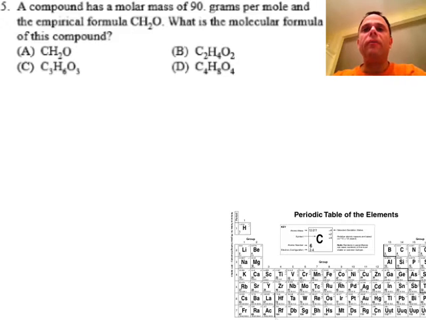All right, number 5. A compound has a molar mass of 90 grams per mole and an empirical formula of CH2O. What is the molecular formula of this compound?